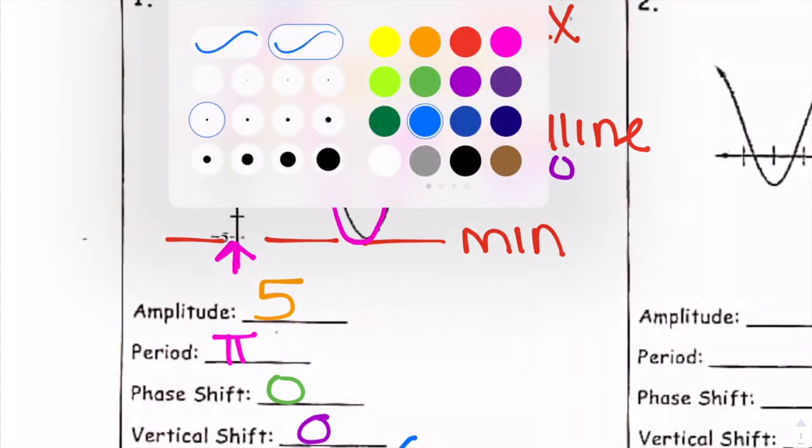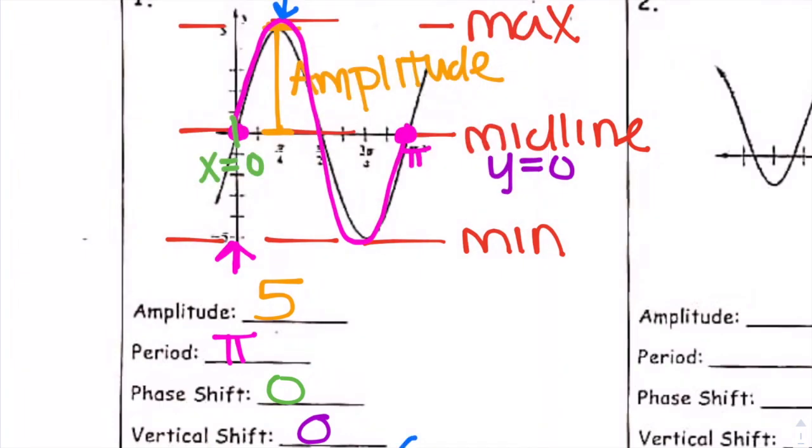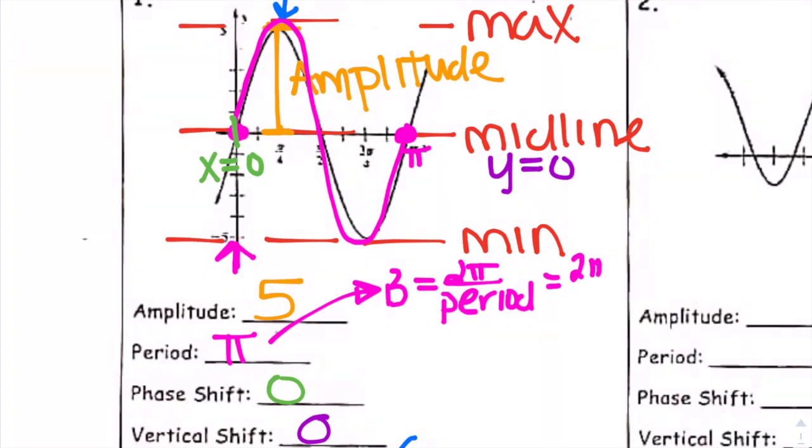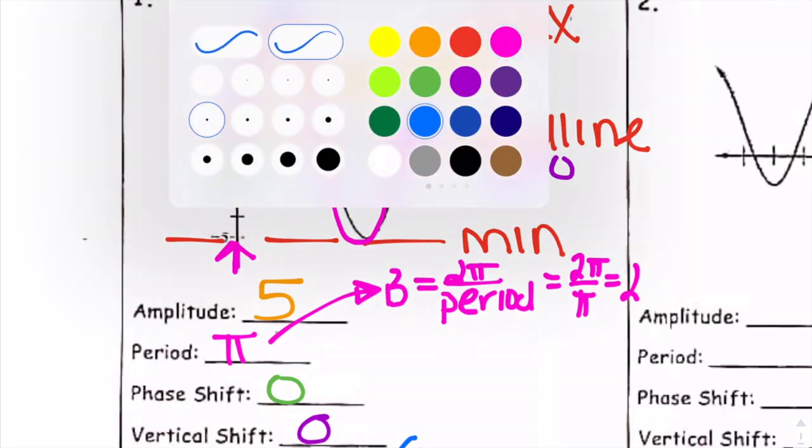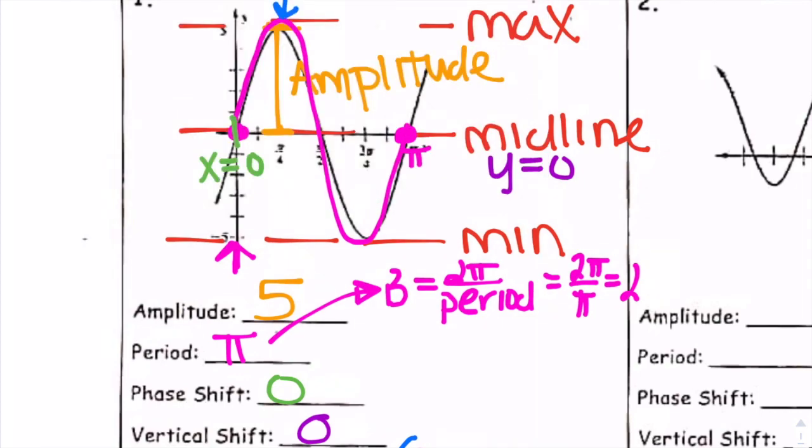We need to find our b value. To find our b value, we're going to use our period. Our b value is equal to 2 pi divided by our period. And so in this case, that's 2 pi divided by pi, which gives you 2. And so it's going to be 2, and then times x. And then we have no phase shift or vertical shift, so that's it.